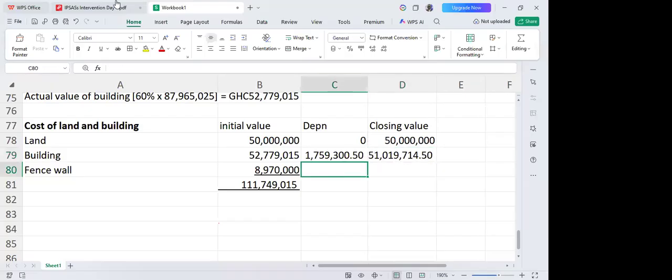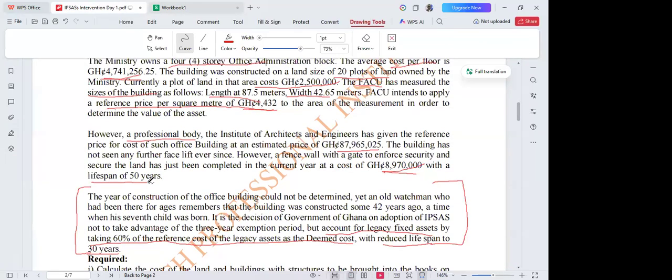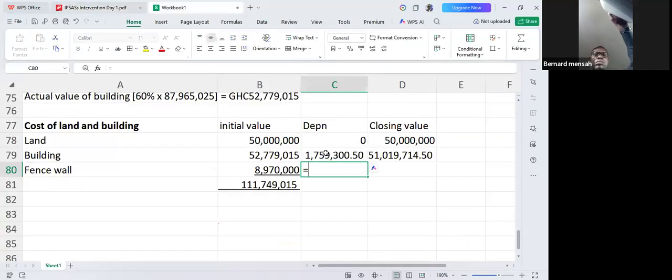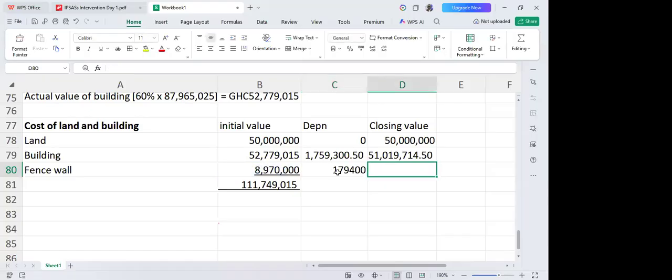Then we come to the fence wall. For the fence wall, we're given a useful life. They say with a lifespan of 50 years, so we are going to use 50 years for the fence wall. The fence wall depreciation will be this value divided by 50 years, and this will be the resultant answer for that. You also subtract to get a closing value.